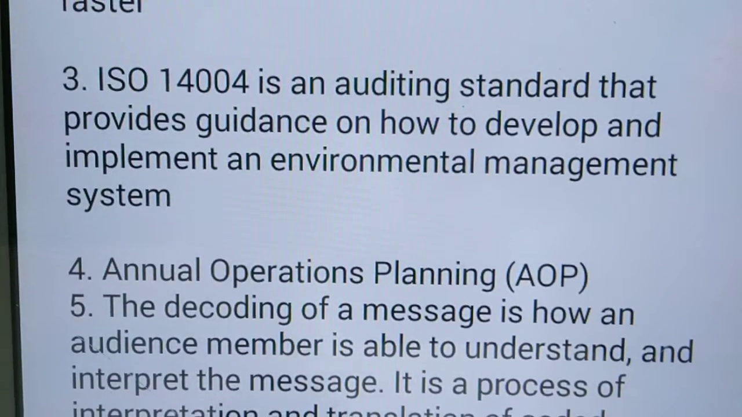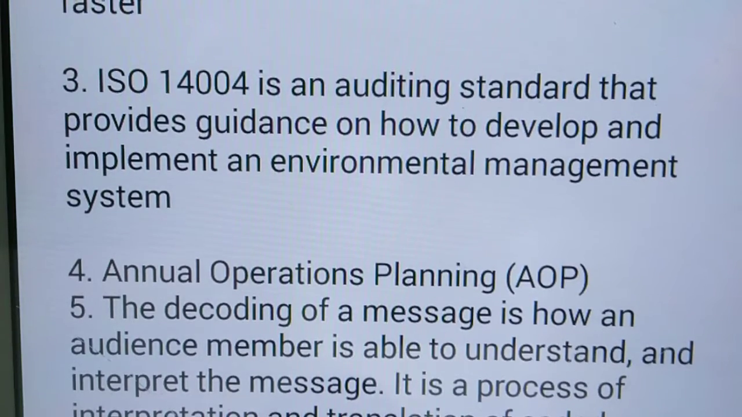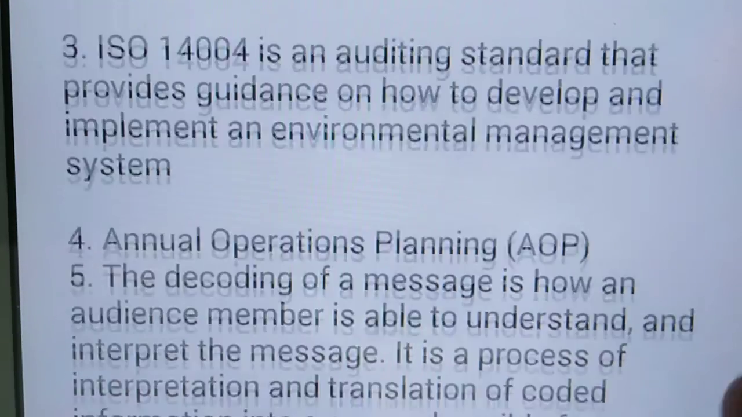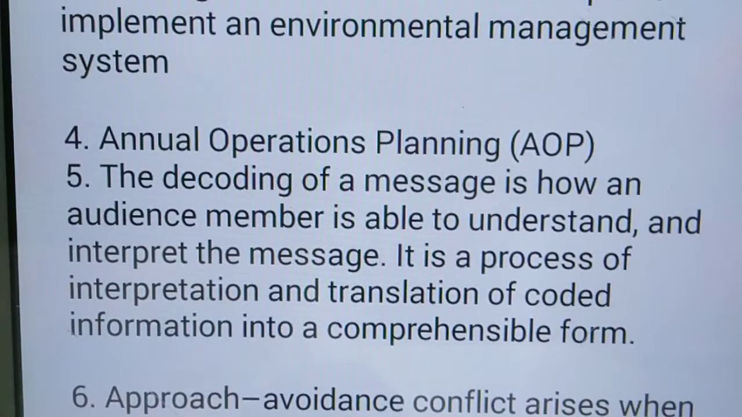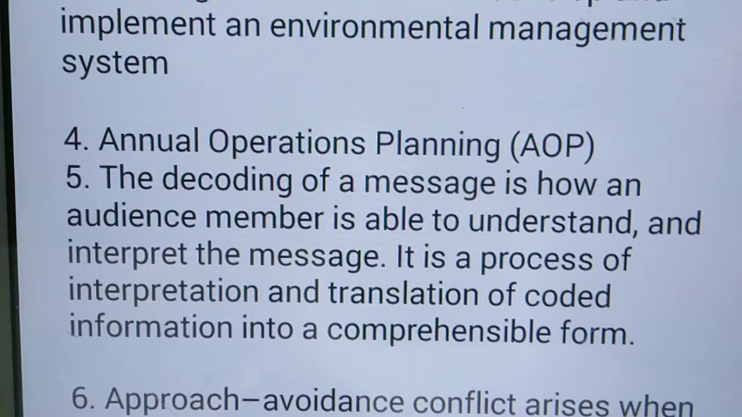ISO 14004 is an auditing standard that provides guidance on how to develop and implement an environmental management system. Annual Operations Planning, AOP.